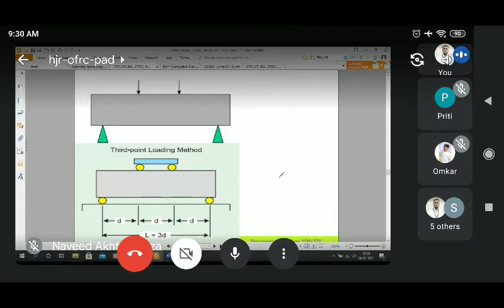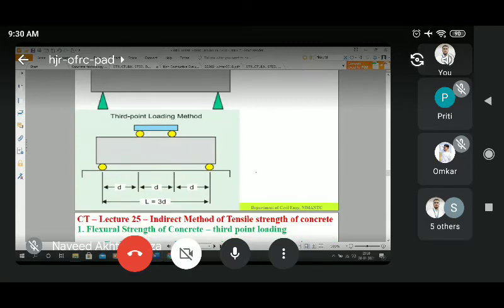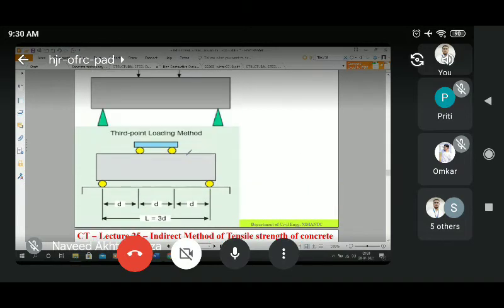Based on the sample size, you can divide the D, and you come to know that as per the specimen size, you can make such an arrangement for testing of your third point loading method to know the flexure resistance of your concrete.